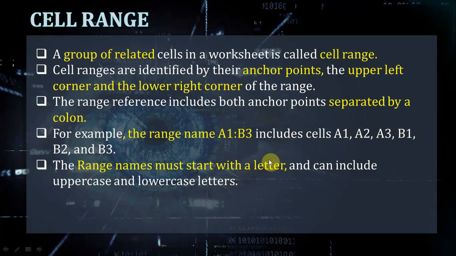Here we are going to learn about range name. This is how we should give a name for a range. A group of related cells in a worksheet is called a range. First you should know a cell range means a group of related cells. This is how a range name should be given. A1:B3. This is one anchor point, this is one anchor point. A1 is an anchor point, B3 is an anchor point, which should be separated by a colon.